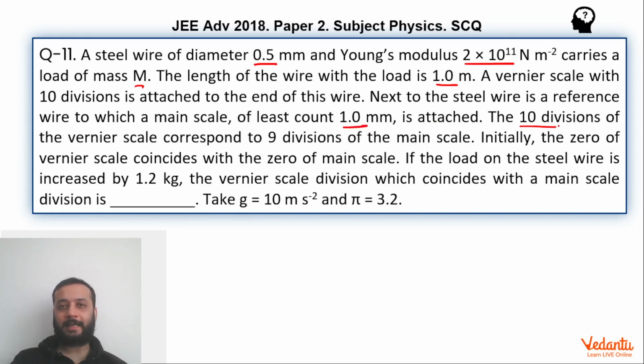It's also given that 10 divisions of the vernier scale coincide with the 9 divisions of the main scale, which is a very standard data. Initially, the 0 of the vernier and main scale were coinciding. Now we put an extra 1.2 kg on the wire, so basically on this M we increase the load by 1.2 kg, and we have to find which reading of the main scale and vernier scale will coincide. Okay, so this is the question. The value of pi has been given as 3.2.